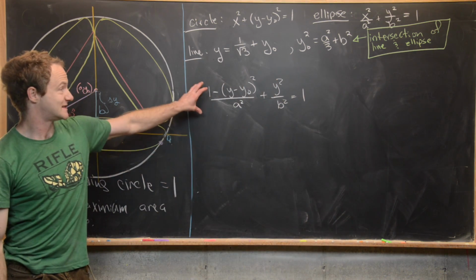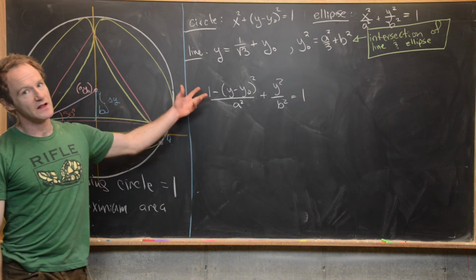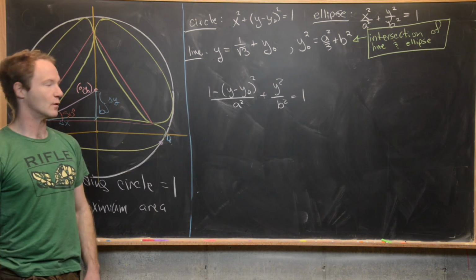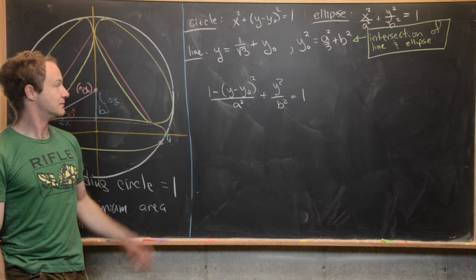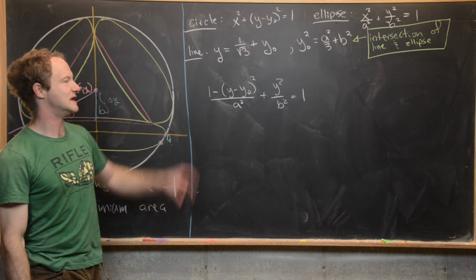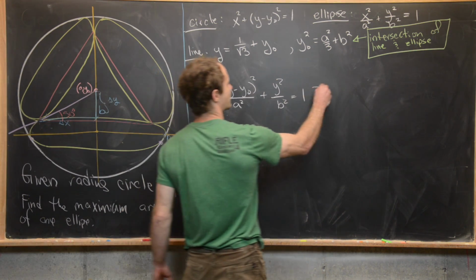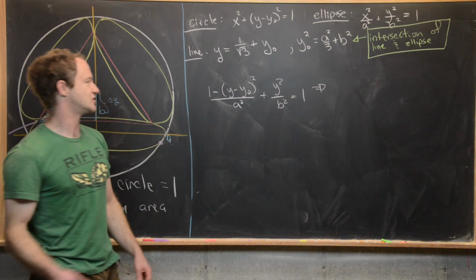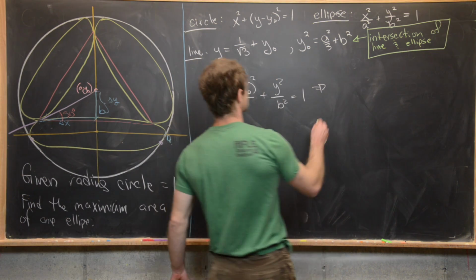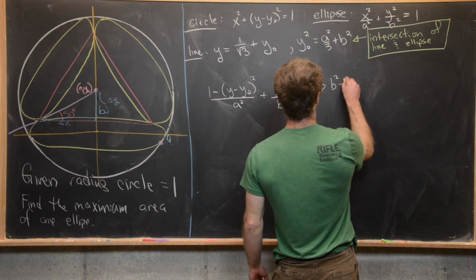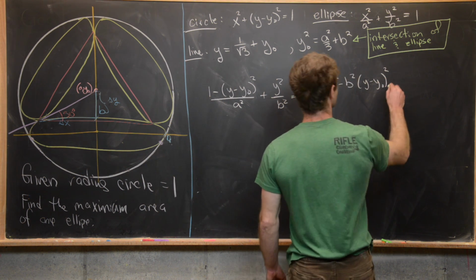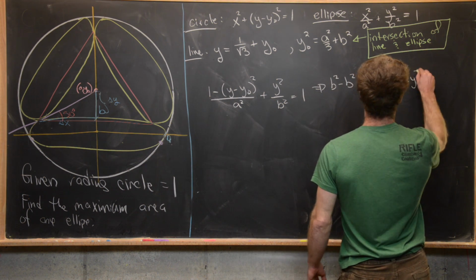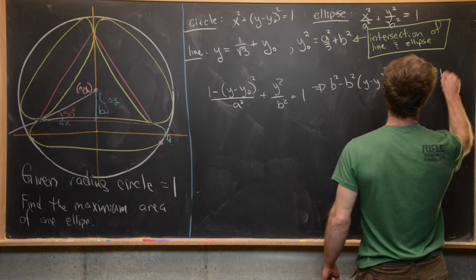Okay, good. But since this is an equation for y, this should also have only one solution, which means we can use the same trick that we just did. But before we get to that, let's maybe manipulate this a little bit. So I'll first multiply both sides of the equation by a squared b squared. So that'll leave me with b squared minus b squared times y minus y naught squared plus a squared times y squared equals a squared b squared.